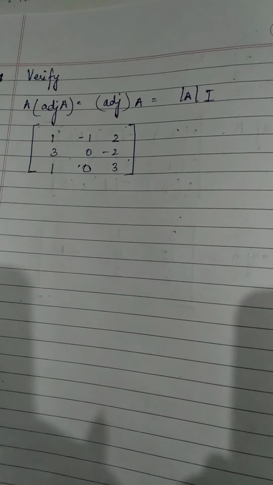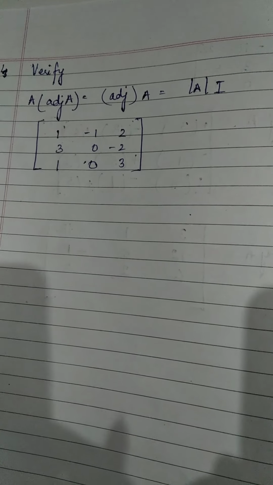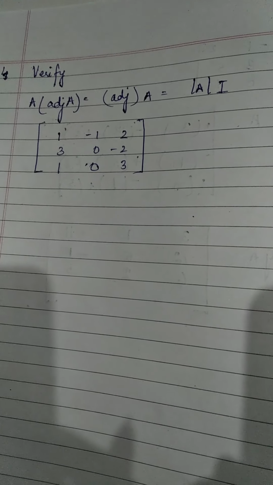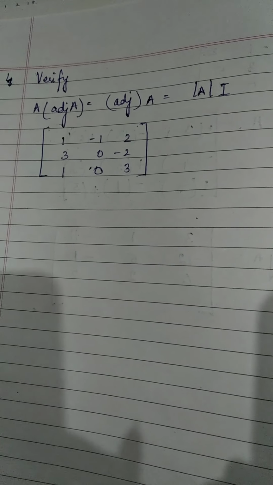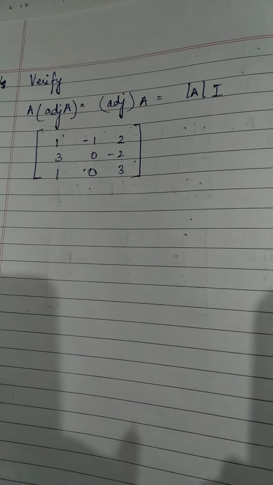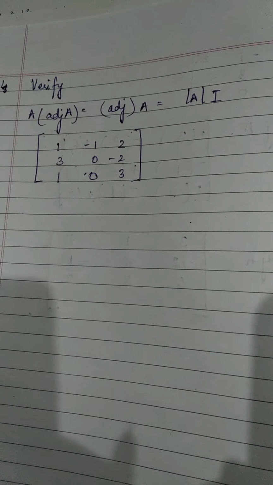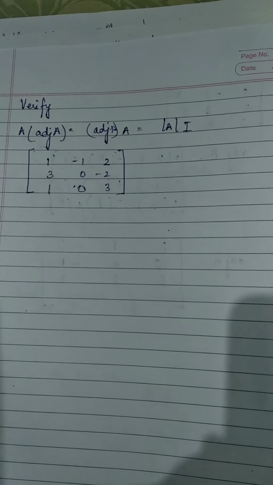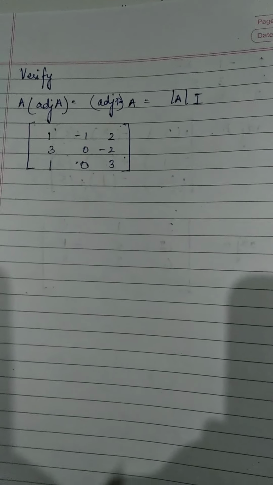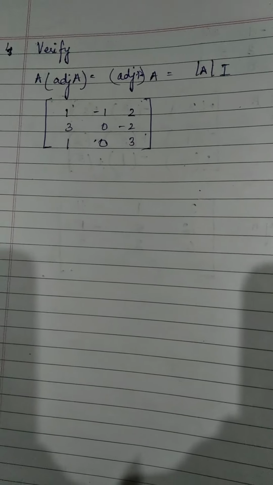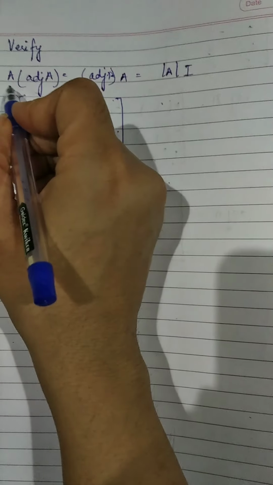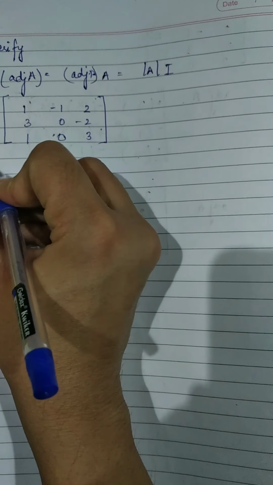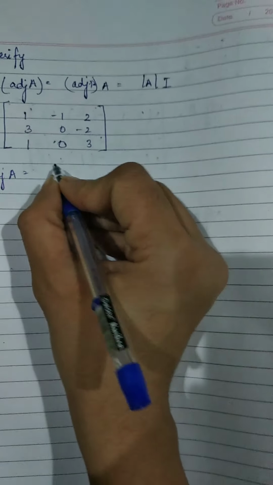Next we have to verify that the product of A into adjoint of A, we did this relation, A into adjoint of A is equal to adjoint of A into A is equal to determinant of A into identity matrix. So we have to verify this. Simply, we know matrix A. We can find out the adjoint of A.